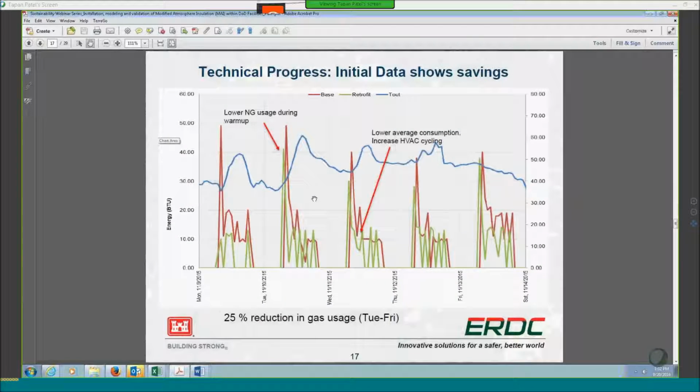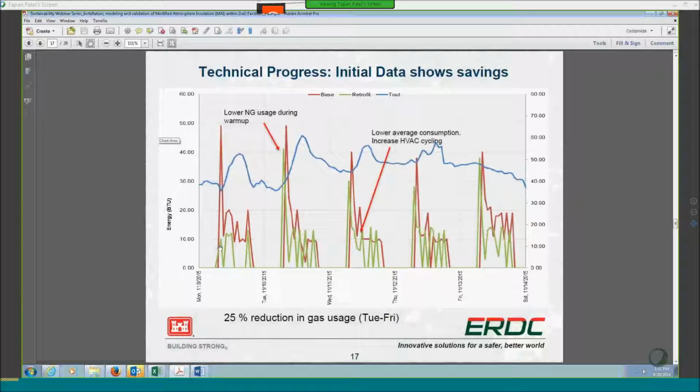Our initial data, I plotted a week here just to highlight a few things that we found were pretty interesting. So in this chart here, the blue is outdoor air temperature, corresponding to the right axis. On the bottom axis, we've got days of the week. I've plotted about a week here, 4 days. And on the left side, we've got the energy. So this is just the natural gas. The red line is the natural gas consumption in the baseline facility, and the green is the natural gas consumption in the retrofit facility.